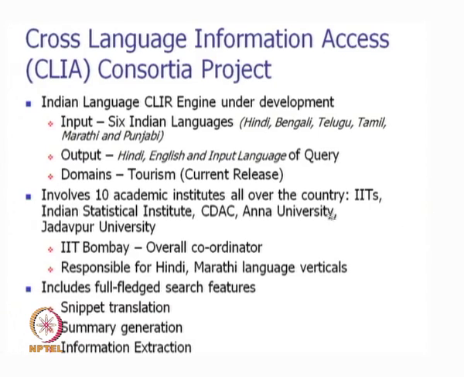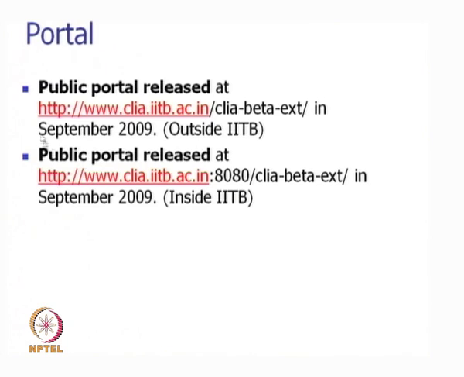It involves 10 academic institutes all over the country, IITs, Indian Statistical Institute, CDAC, Anna University, Jadavpur University and so on. IIT Bombay is the overall coordinator, which is responsible for Hindi and Marathi language verticals. It includes full-fledged search features like snippet translation, summary generation, information extraction, in addition to searching. The portal can be seen here in this URL. The public portal is also released.